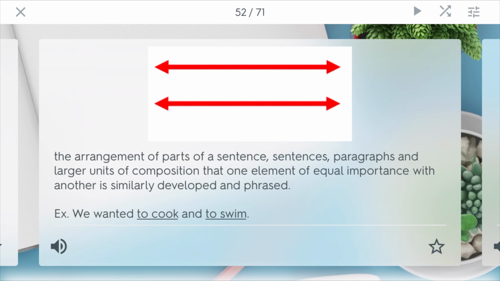Parallelism is the arrangement of parts of a sentence, sentences, paragraphs, and other large units of composition in which one element of equal importance is paired with another one. These two elements are similarly developed and phrased. So the sentence, "We wanted to cook and to swim." The words "to cook" and "to swim" maintain that parallel nature.